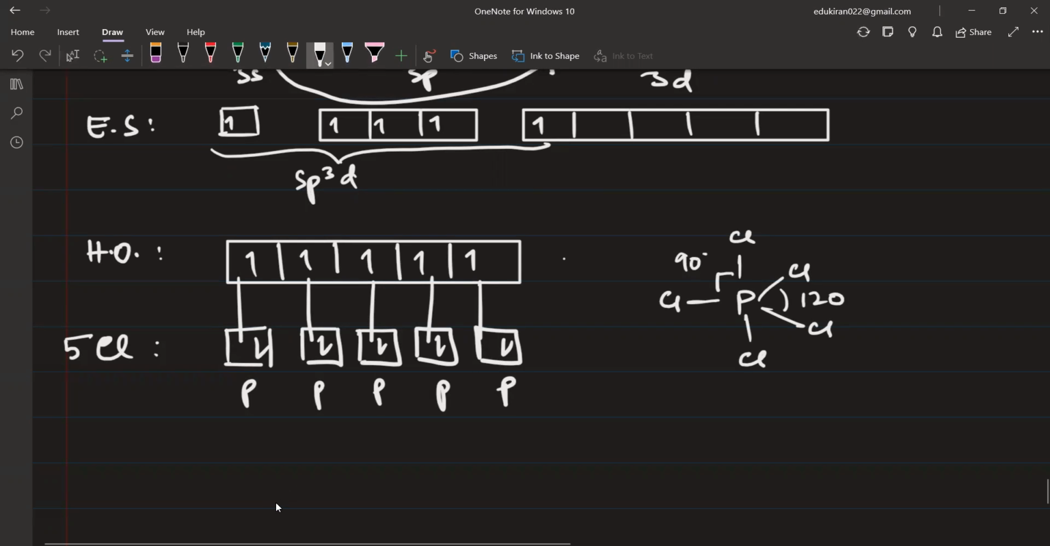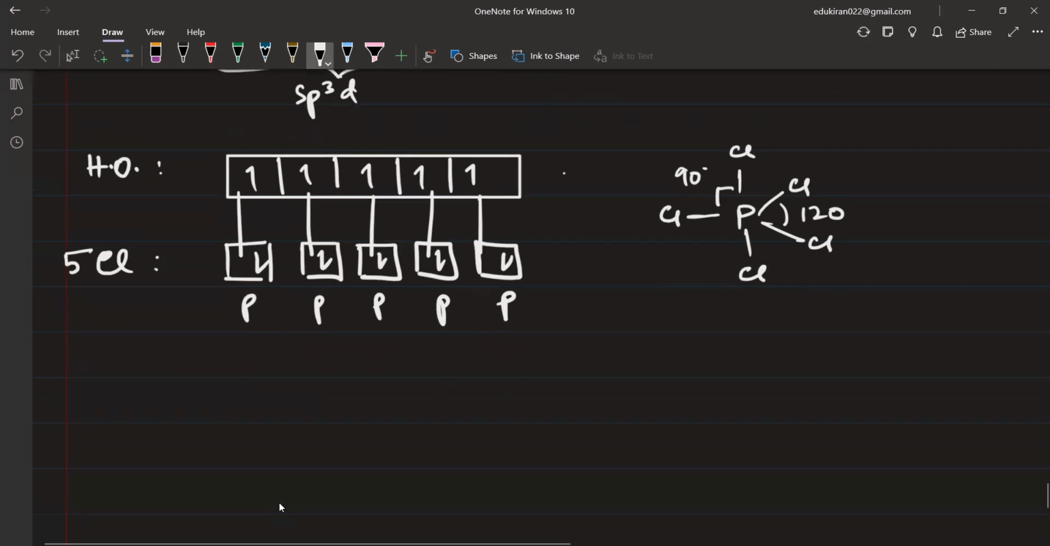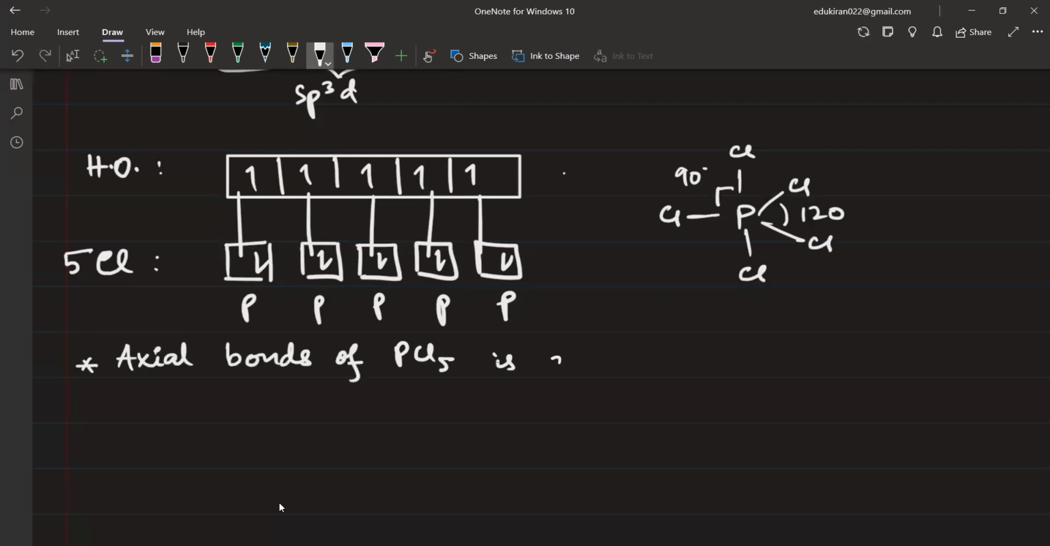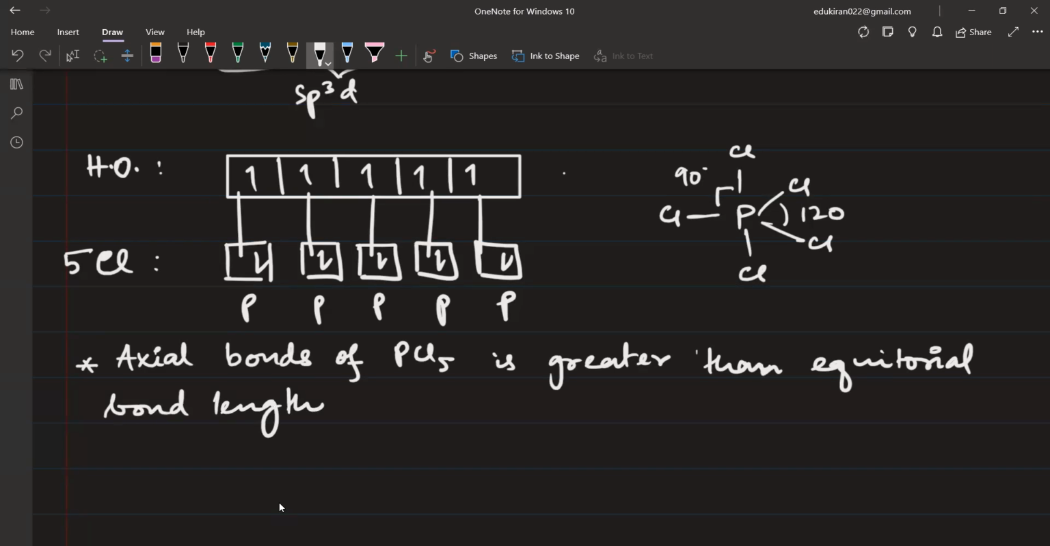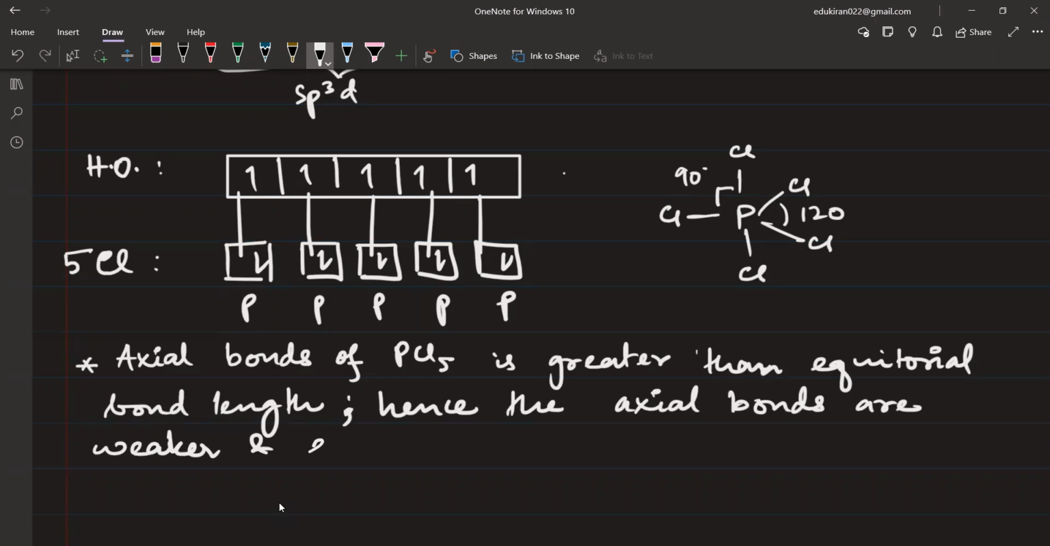Now please write. Axial bonds of PCl5 are greater than equatorial bond length. Hence the axial bonds are weaker and easy to break.